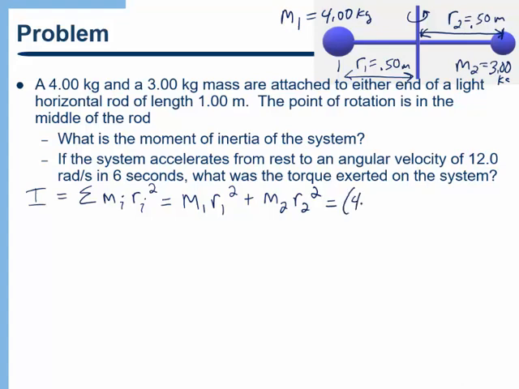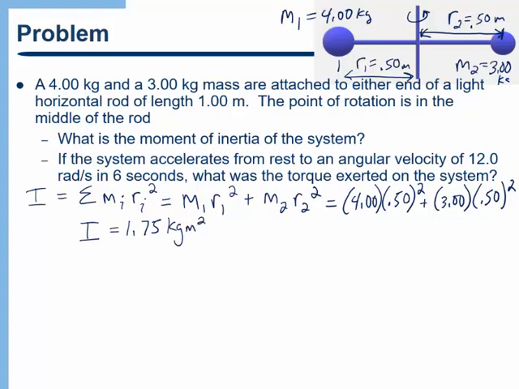So we've got a mass of 4 kilograms at a distance of 0.5 meters away, a mass of 3 kilograms, a distance of 0.5 meters away. And when you calculate that, you should get a moment of inertia of 1.75 kilogram meters squared. Notice the units for moment of inertia are kilogram meters squared. Again, that makes sense just because it's a mass times a distance squared.